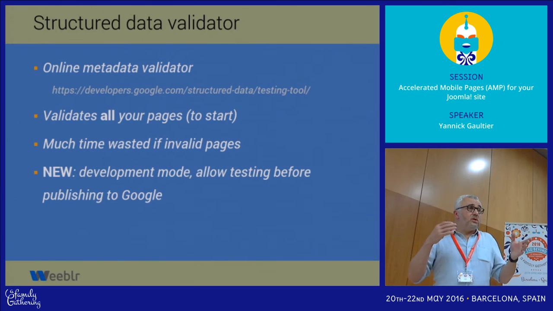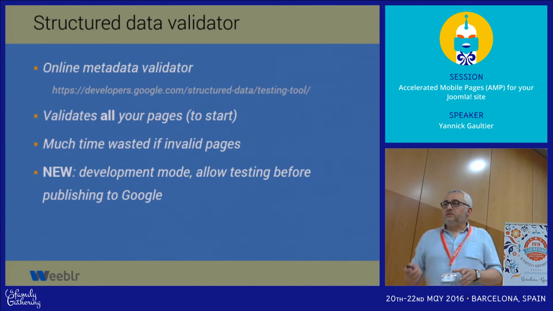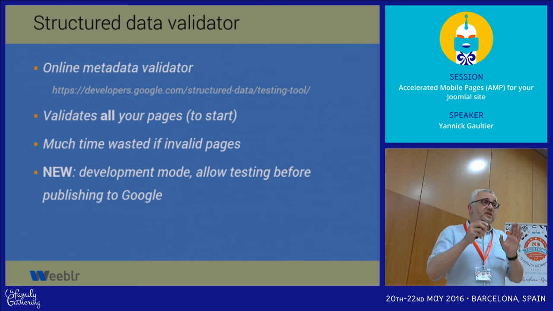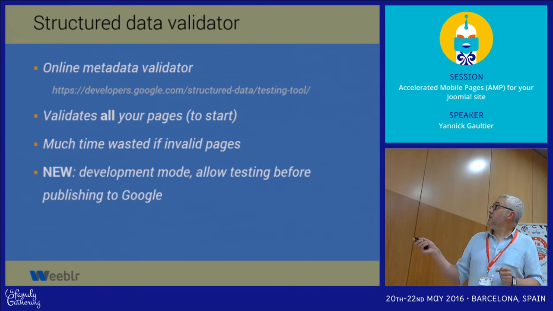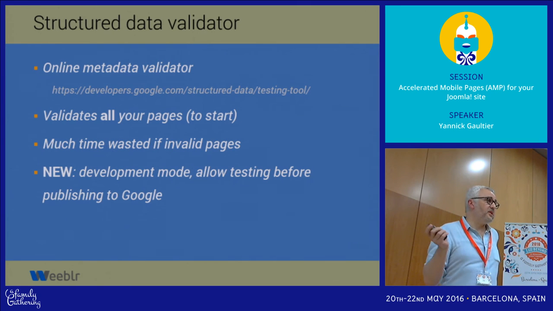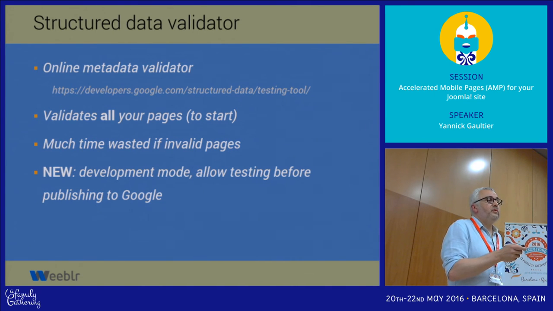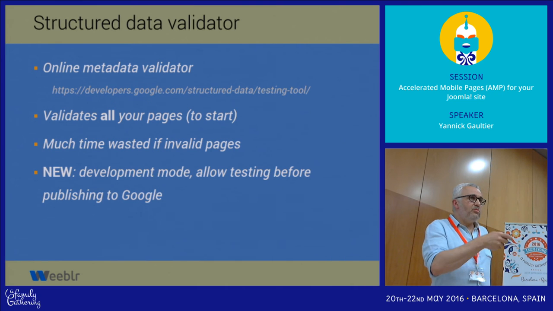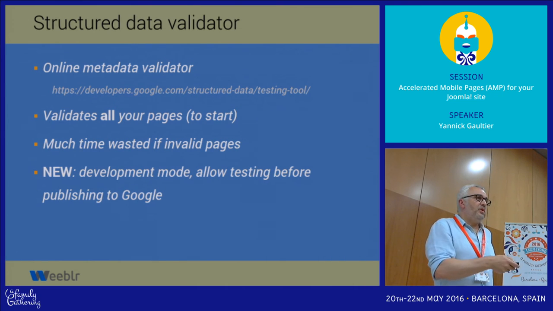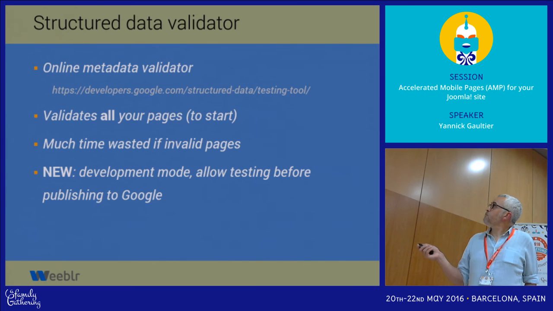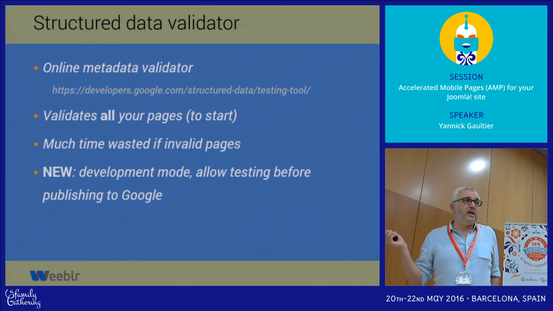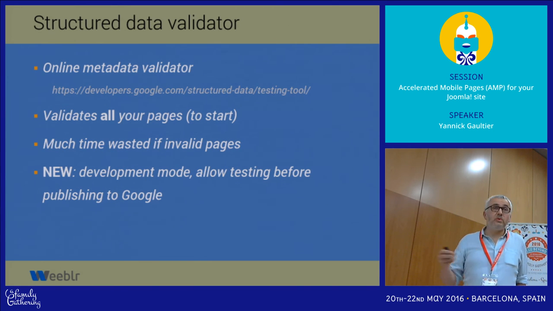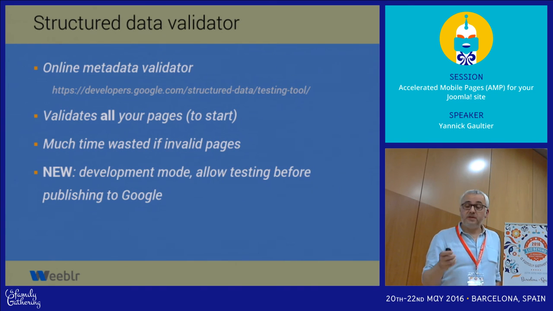So that's something you can do as you're developing, you can test that. And then when the syntax of pages is okay, you can go online and check that the metadata is okay. What you're going to be using here is the same online tester tool that you may be using for rich snippets, when you have put some structured data in your pages to try to obtain rich snippets. So it's a link, you go there, you type the URL of your AMP page, and it will tell you right away whether this page is okay, has enough metadata or not.